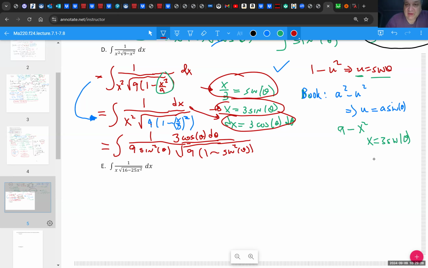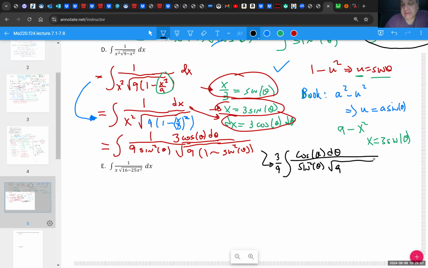All right, so what do I now have? What mess do I end up with now? I get the integral. I have a 3 on the top and a 9 on the bottom, so I'll just take those outside. 3 over 9, or 1 over 3 if you want to make that simpler. I have a cosine theta d theta on the top. I have a sine squared on the bottom. And I have the square root of 9, and then 1 minus sine squared.